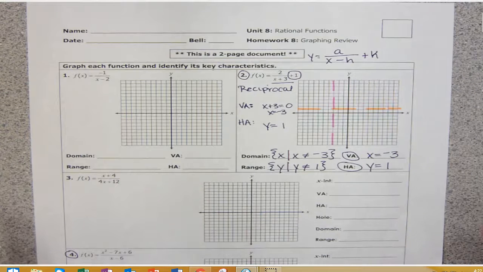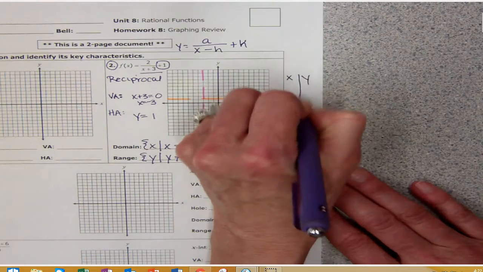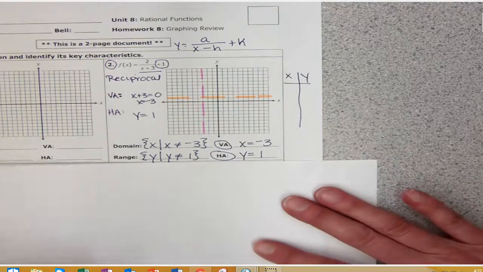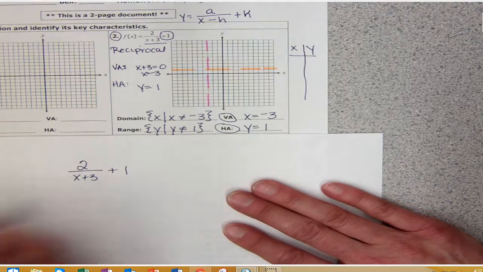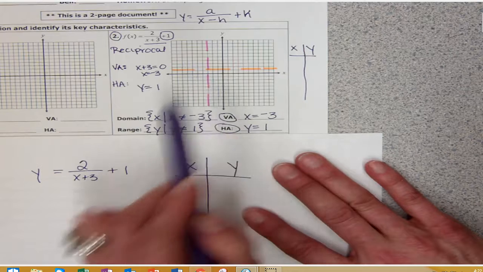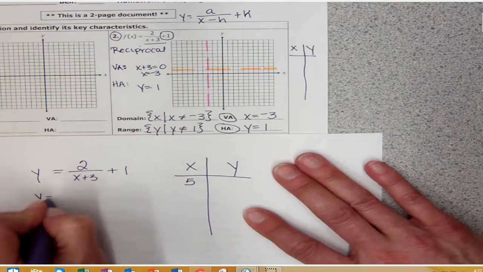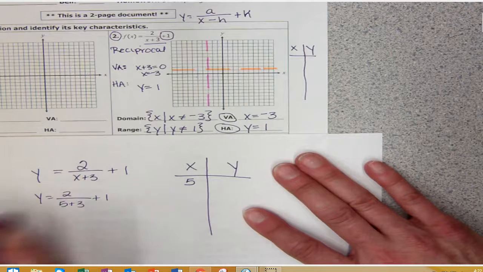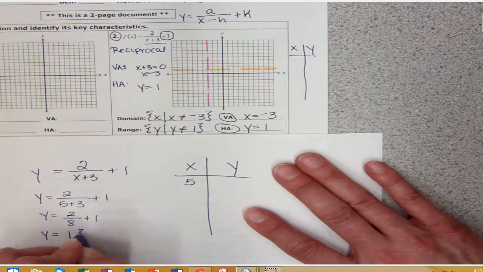And so when we graph that, there's two ways to do it. You can create a table by plugging in certain numbers for x, or you can go to your handy-dandy calculator. Now, for those of you who don't have calculators, I'll go ahead and do a table. So if I have x and y, I've got y equals 2 over x plus 3, plus 1. I'm just going to look at the numbers around the asymptotes. So when x is, say, 5, I'm going to have y equals 2 over 5 plus 3, plus 1. That's going to be 2 over 8 plus 1. So y would equal 1 and 2/8.